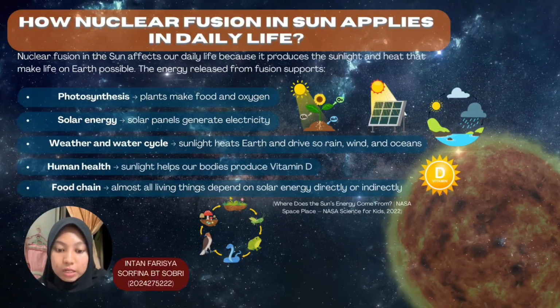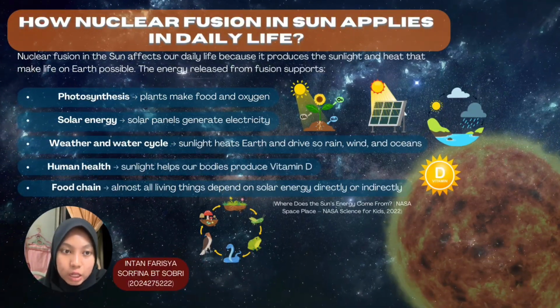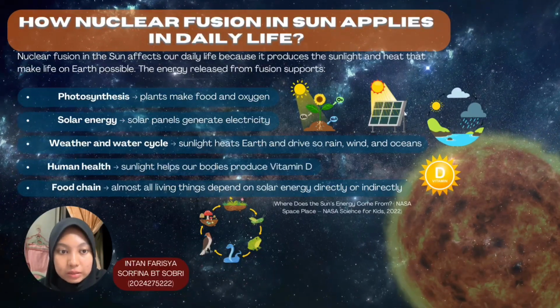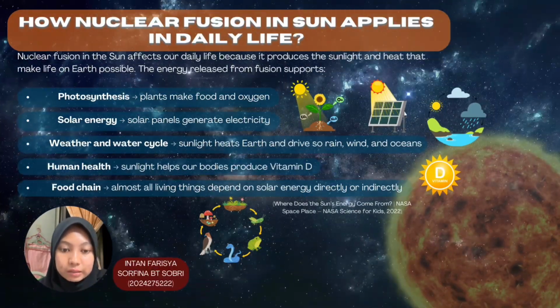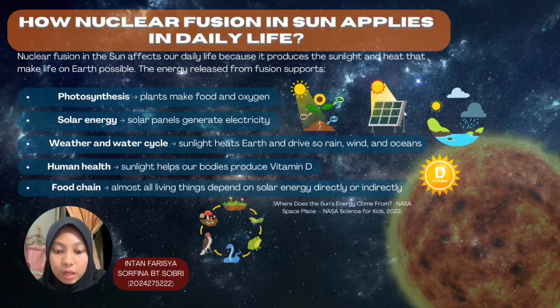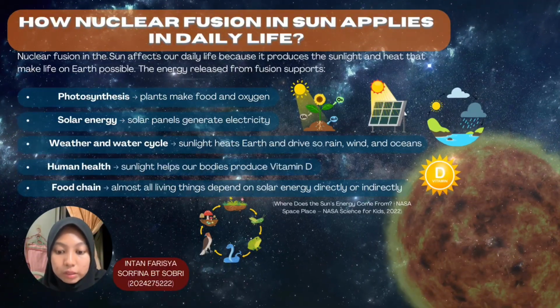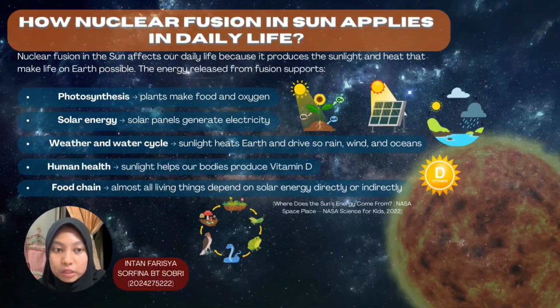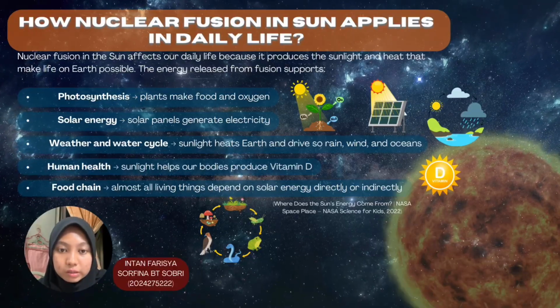Other than that, solar panels generate electricity. We use solar panels to convert sunlight into electricity. It is a direct use of energy from nuclear fusion in the Sun. And next, weather and the water cycle. Sunlight heats Earth and drives the rain, wind, and ocean. Sunlight drives weather systems on Earth. It heats oceans, creates wind, and causes rain.